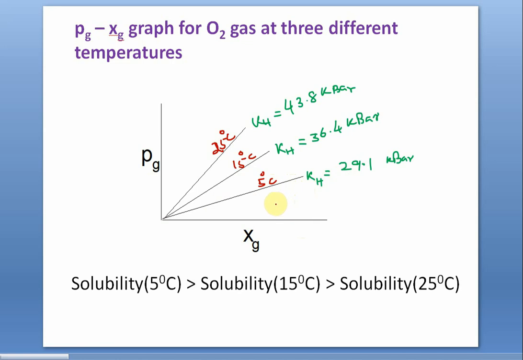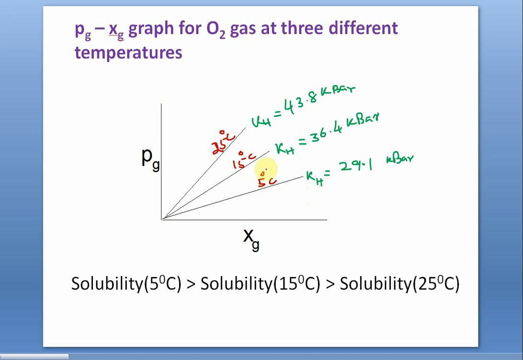We had applied LCP. What is LCP? Le Chatelier's principle we had applied. We know more is the temperature, less is the solubility. Conversely, less is the temperature, more is the solubility. More the solubility, less is the Henry law constant. This Henry law constant, I again reiterate, is the Henry law volatility constant, because more is the KH, more is the volatility, less is the solubility, right?